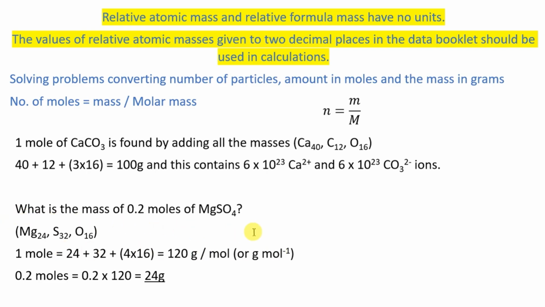What's the mass of 0.2 moles of MgSO4? Well, I'm given the relative atomic masses. First, I'll work out the mass of 1 mole, 1 Mg, 1 S, 4 oxygens, comes to 120 grams per mole. For my 0.2 moles that I was requested for, multiply that by 0.2.